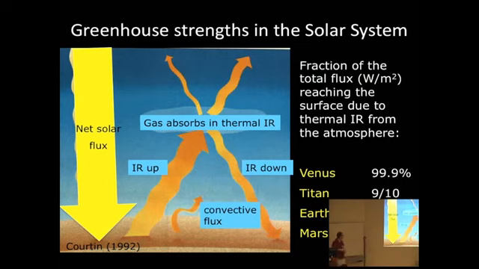But of course, if you look at this diagram, your balance here is what's coming down. The net solar flux plus the infrared down must equal the infrared flux up plus some convective flux.